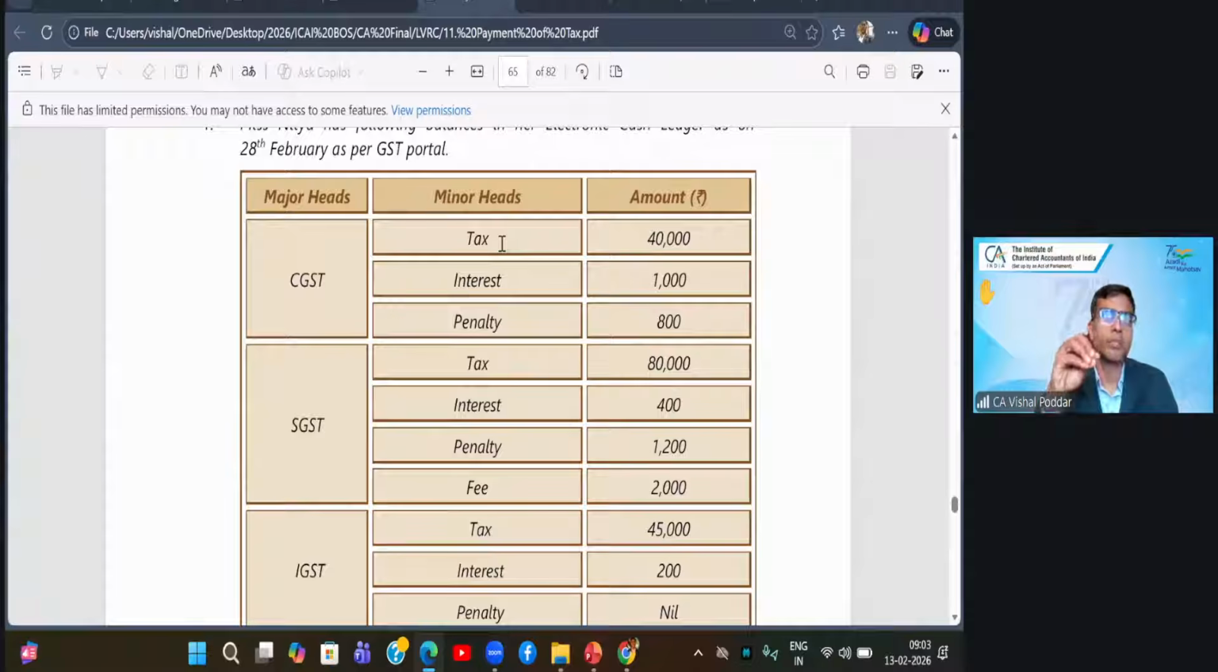So now using that particular form, I can shift my cash ledger balance within various heads, major and minor. Second facility that they have allowed is, let us say I have multiple GSTIN. So I have one GSTIN in Maharashtra, another GSTIN in Haryana. I can now even transfer my cash ledger of Maharashtra registration to the cash ledger of Haryana registration. That has also now been allowed, right?